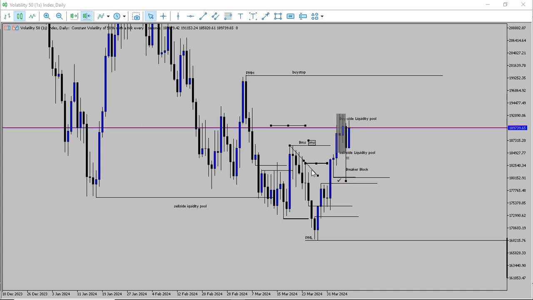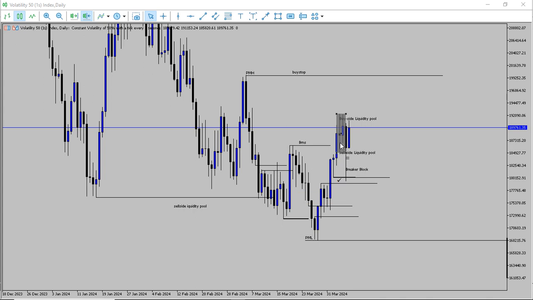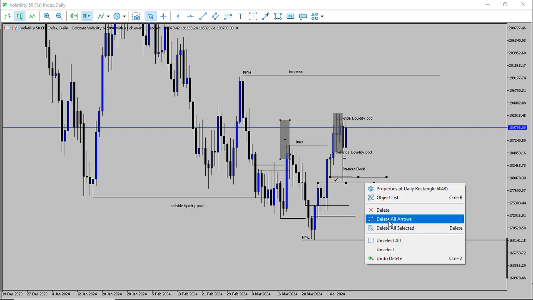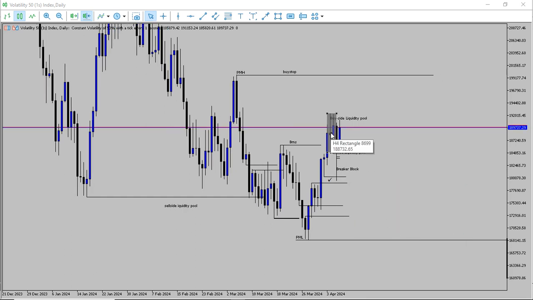Okay, delete all selected. Then I have to copy this. Then I have to delete this too. Oh god, what have I done? All right, so copy this and place it right here to identify that we have a daily fair value gap right there.